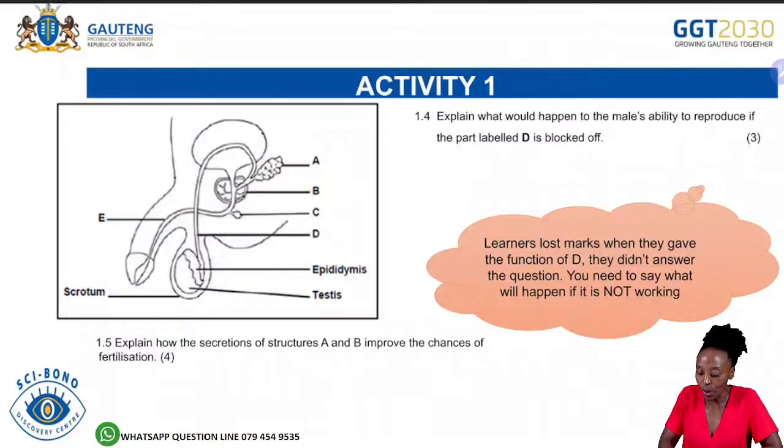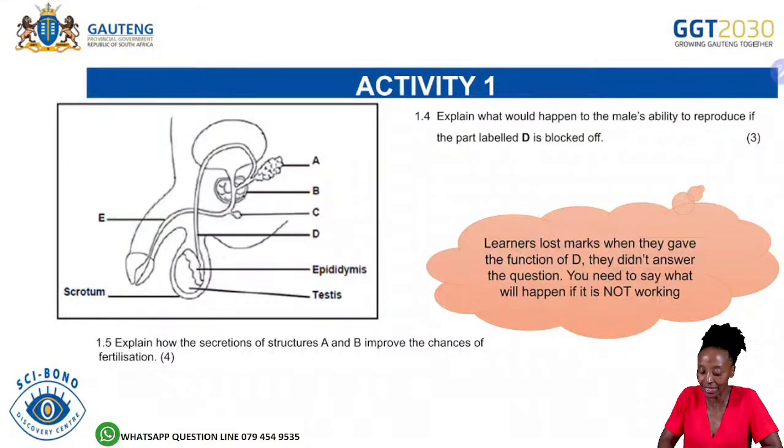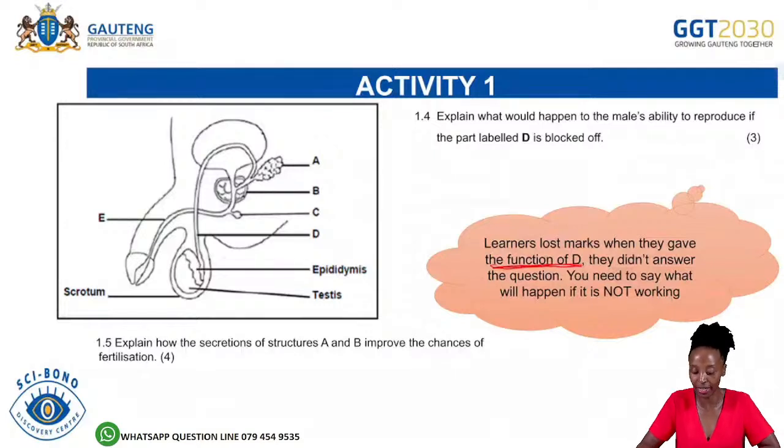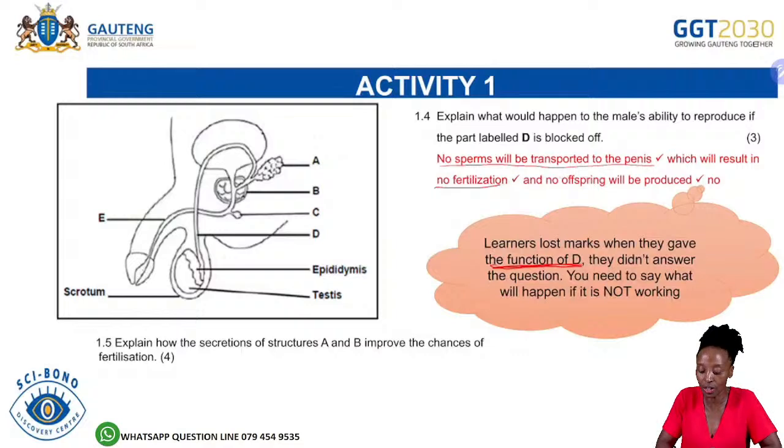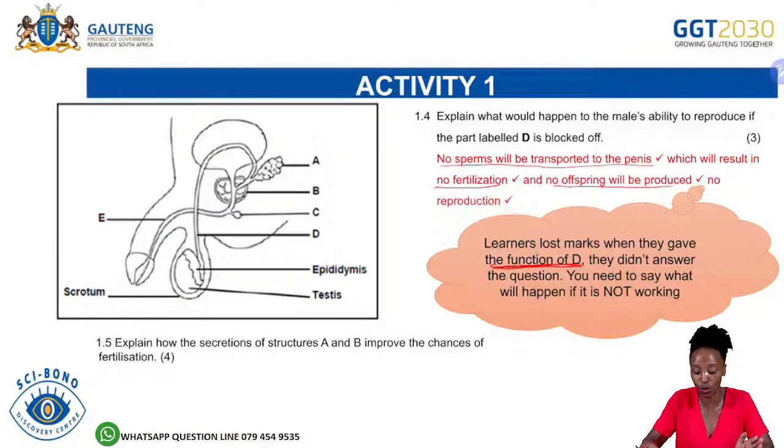So let's look into that. Again here, you are not asked to give the function of part D. This question does not ask you to give the function of part D. It is asking you what would happen if part D was not working. So we said the sperm cells will not be transported to the urethra in the penis, which will result in no fertilization, no offspring being produced, or no reproduction at all. So that is your answer. No sperm cell will be transported to the penis. This is the cause, and then the effect will be there will be no fertilization, there will be no reproduction. So that is the answer.